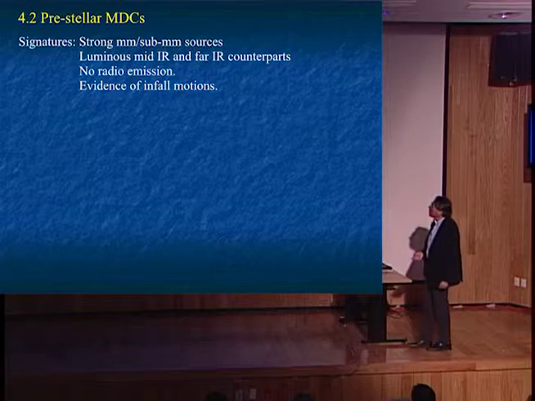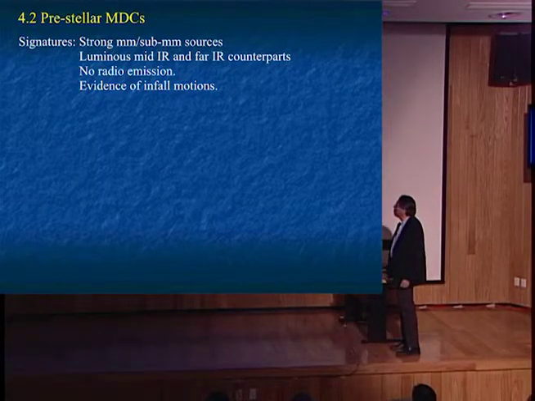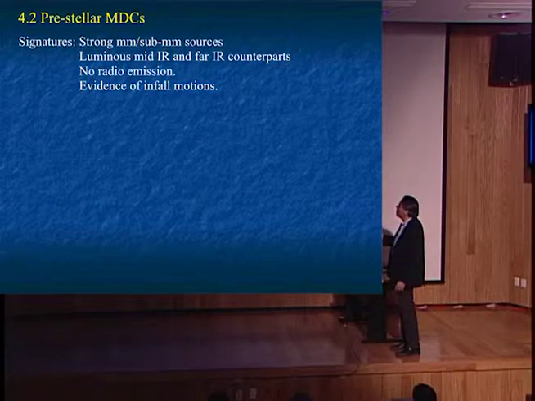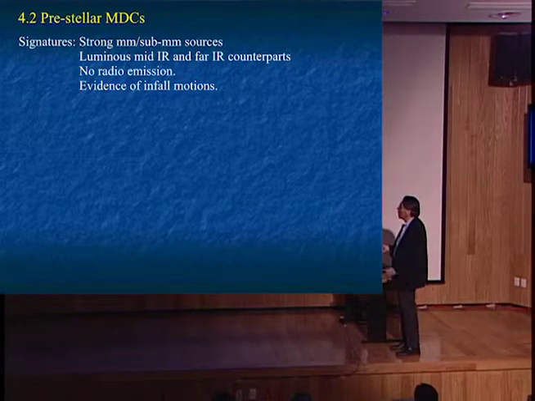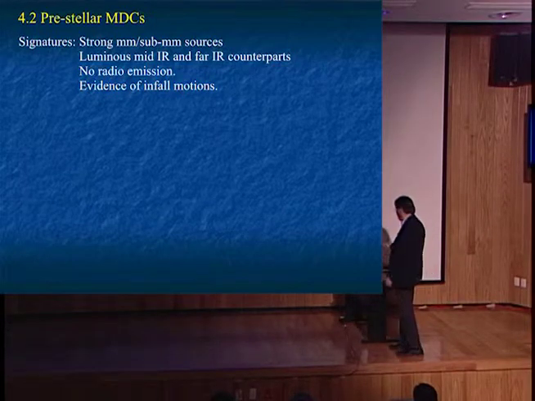Now for pre-stellar massive cores, the signatures will be the following. They should be, again, strong millimeter sources, I mean mass. They should be luminous in the mid-infrared and far-infrared. They should not have radio emission because they are still not a stellar source in the ionizing sense, and should show evidence of infall motions.